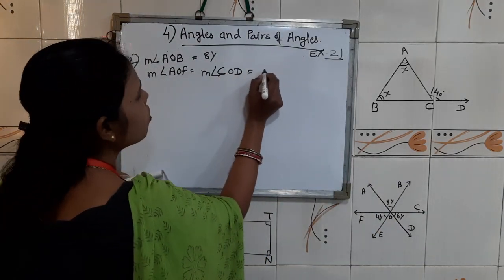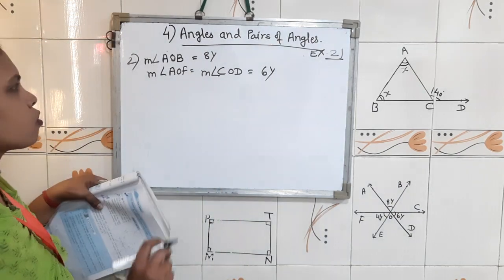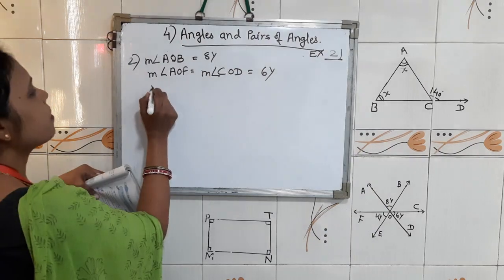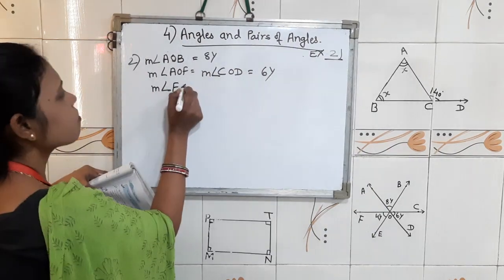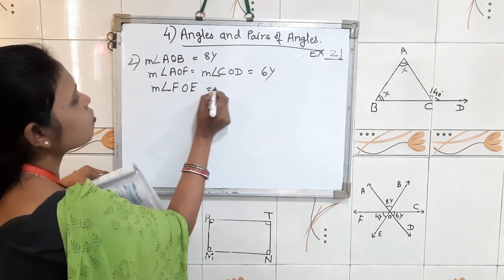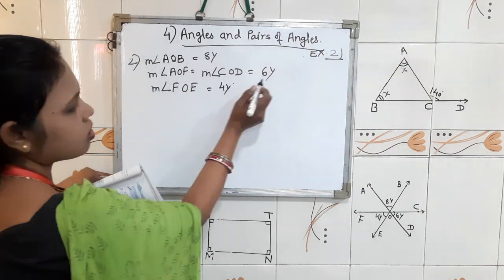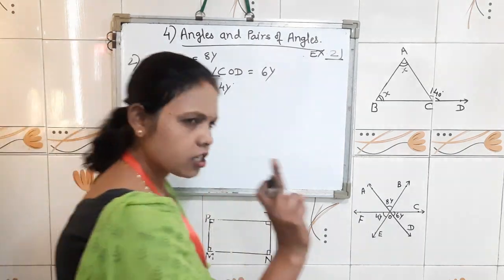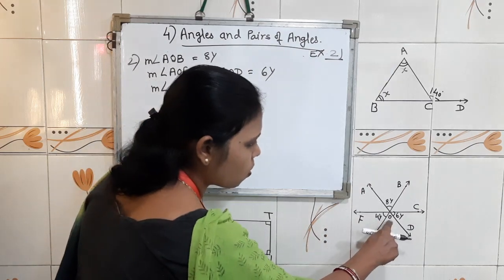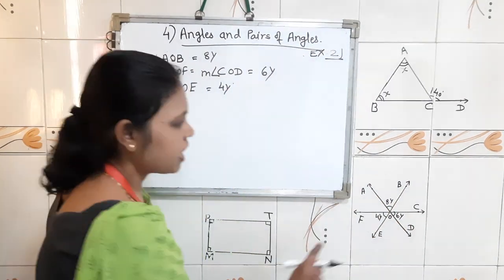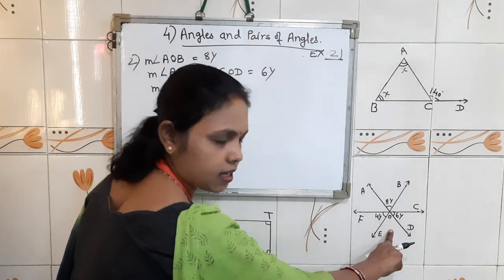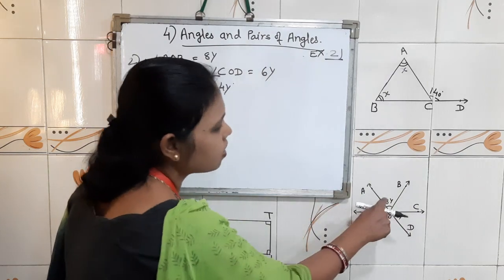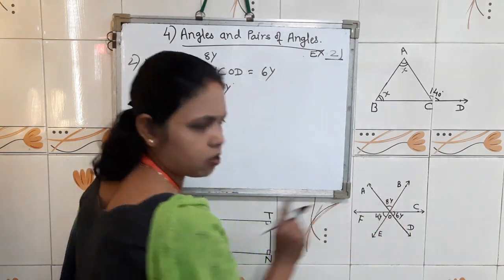COD equal to 6y. So, children, next one, measurement of angle FOE equal to 4y. So, children, I hope you all are getting the points. First point, AOB is 8y. Now, opposite of this one, 8y. 4y, opposite of this one, 4y. Therefore, we had considered 8y, that is AOB, 8y.